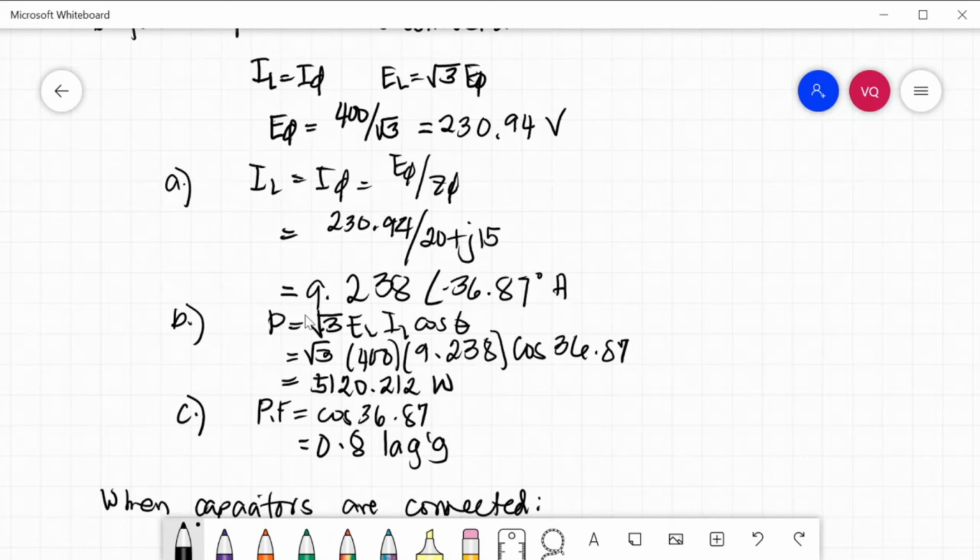For B, the total power of the Y connected load, we have square root of 3 ELIL cosine theta. That is 5,120.212 watts. And for the power factor of the system, we have cosine of 36.87, that is 0.8. And since this is an inductor, the direction of the angle is lagging.